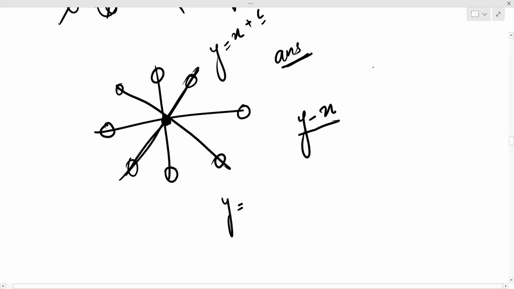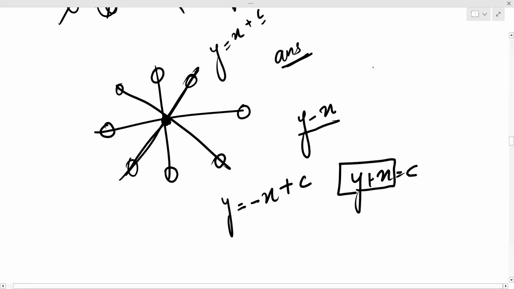Yes, somebody has already said in the chat, it is y equals minus x plus c. So this means y plus x is a constant. So for all the points which have the same value of x plus y as this point, I'll add all those points in my answer. So finally, you can compute for all of these, and the value that you'll get is your final answer.